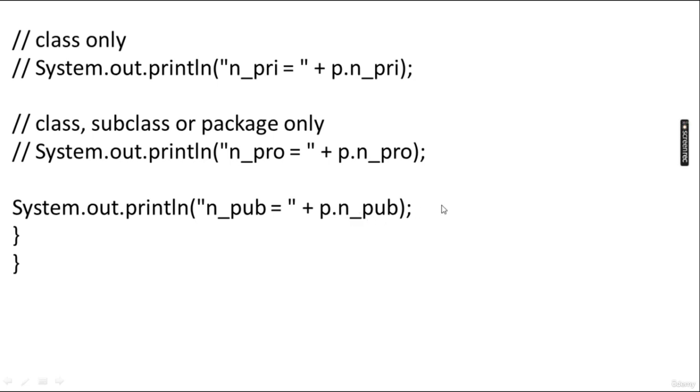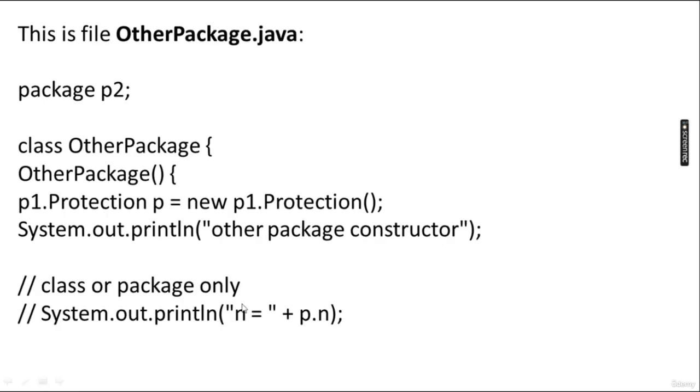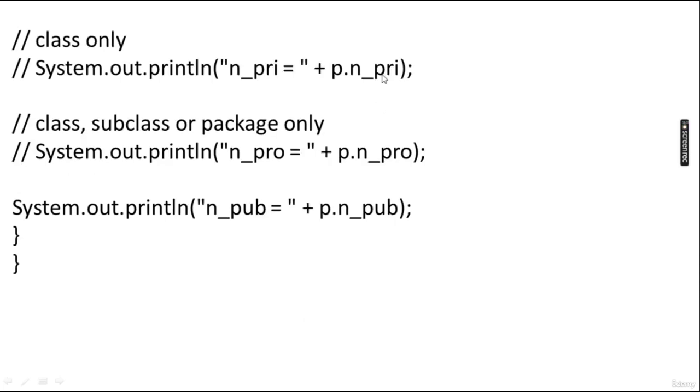p.n public. This is the default access, not outside this package. This is the private access, not outside the class. This is the protected access, not for the non-inherited classes, and here the public access.